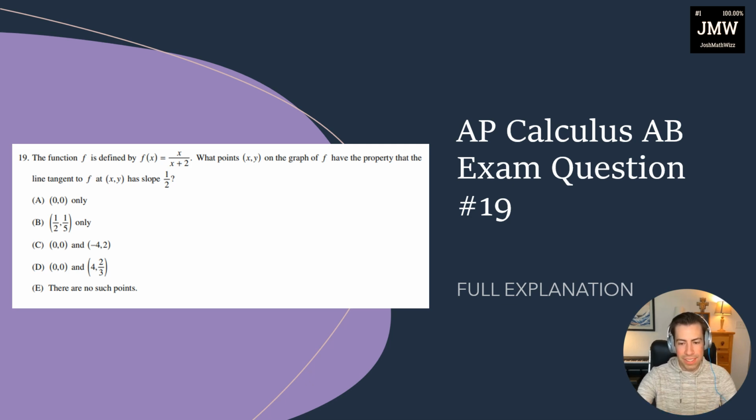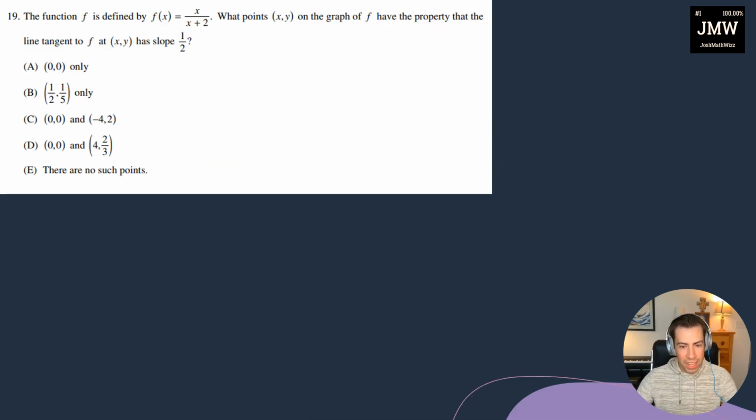Okay, question number 19. So we have the function f is defined by this right here. What points on the graph of f have the property that the line tangent to f at (x, y) has the slope equal to 1/2? Okay, so first thing I want to do is, if we're talking about a tangent line, then that's like code for derivatives.